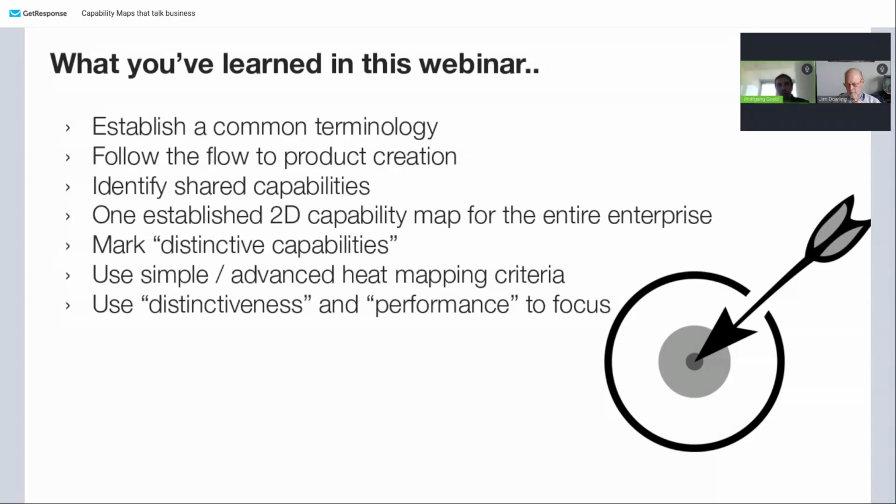Follow the flow to product creation. That's a good way to find level 2 and level 3 capabilities. It's pretty natural to follow the flow. What do we need to produce something? It's a good idea. But don't only follow the value stream. These days people are value stream addicted, I would say, or focused. Also focus on reuse and business capabilities like yin and yang. Identify those shared capabilities and see what you can reuse. That's how you structure your capability map in the beginning. And try hard to establish a two-dimensional capability map for the entire enterprise. That's a huge challenge.